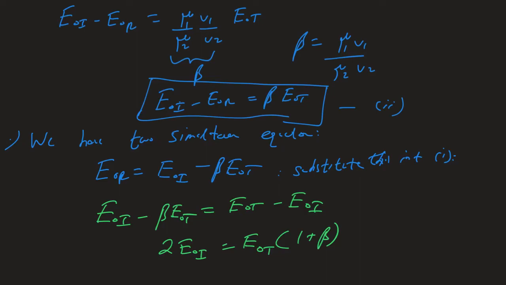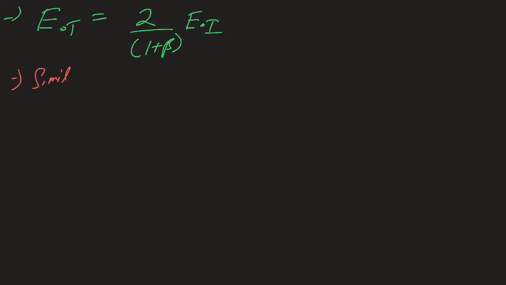If you simplify this a bit more and make E naught T the subject of the formula, E naught T becomes equal to 2 over 1 plus beta times E naught I. And this is a very useful equation because it tells us the magnitude of E naught T in terms of E naught I. Of course, we'd simplify this a bit more, but first, similarly, we can find E naught R.